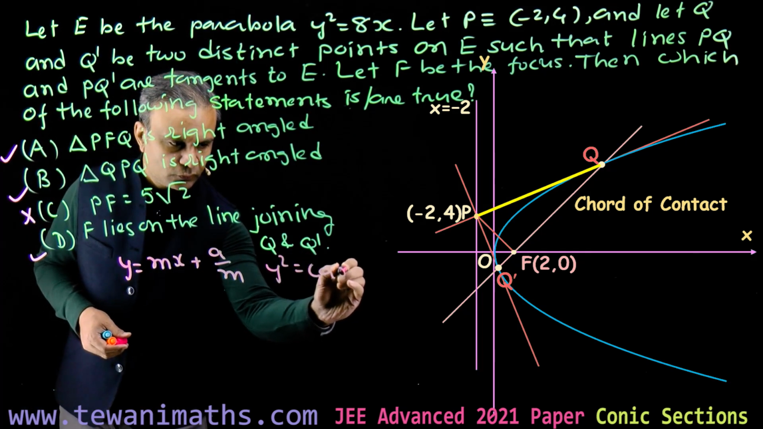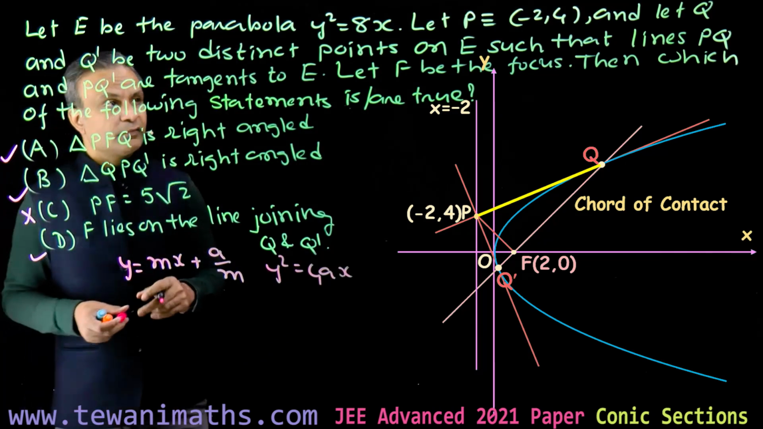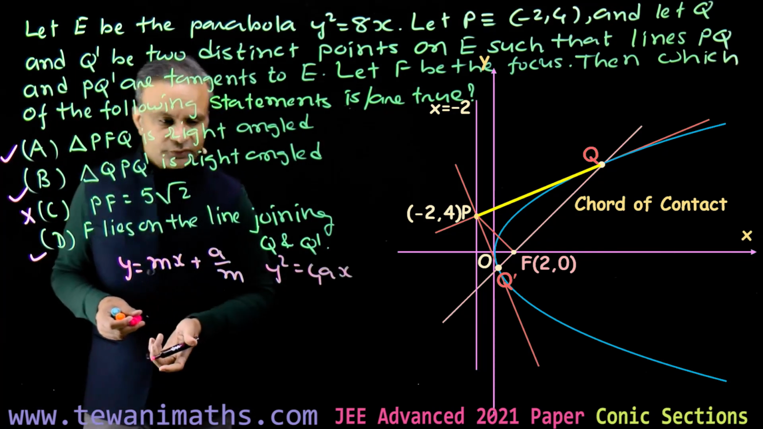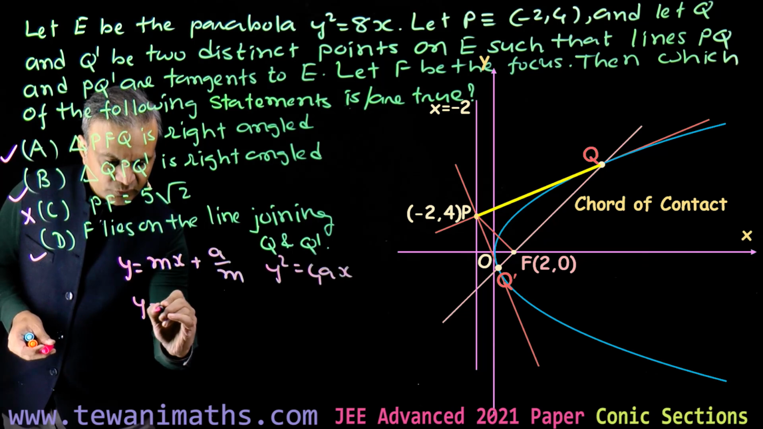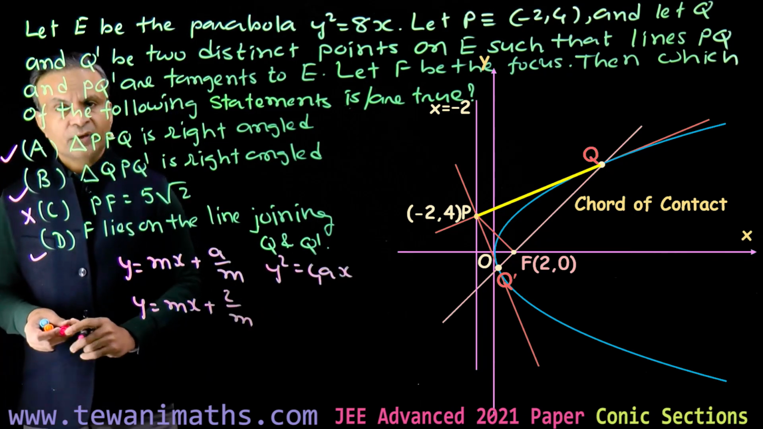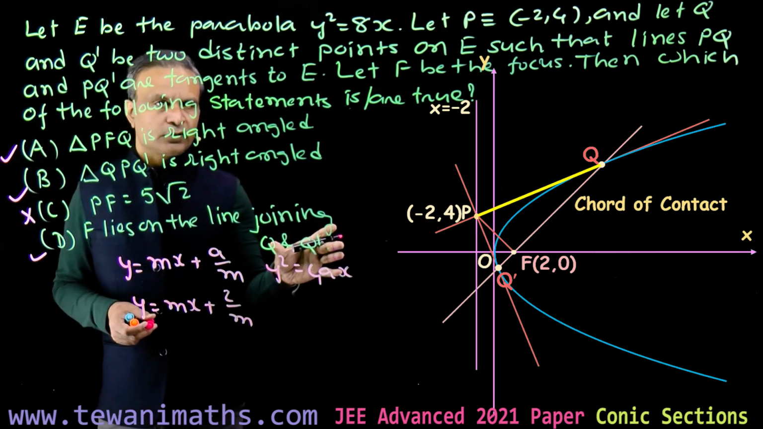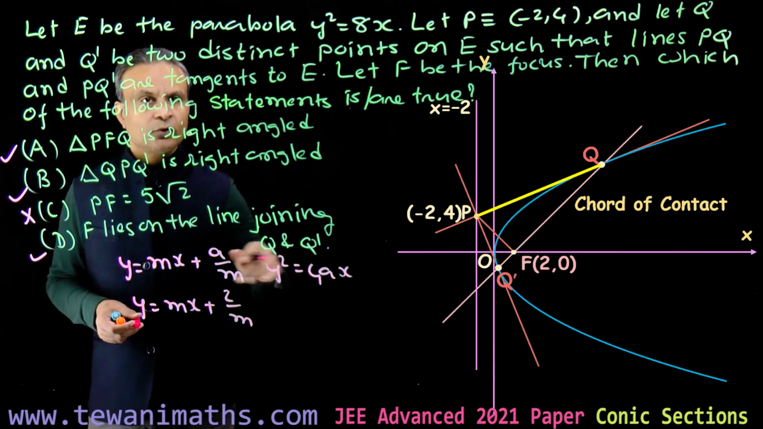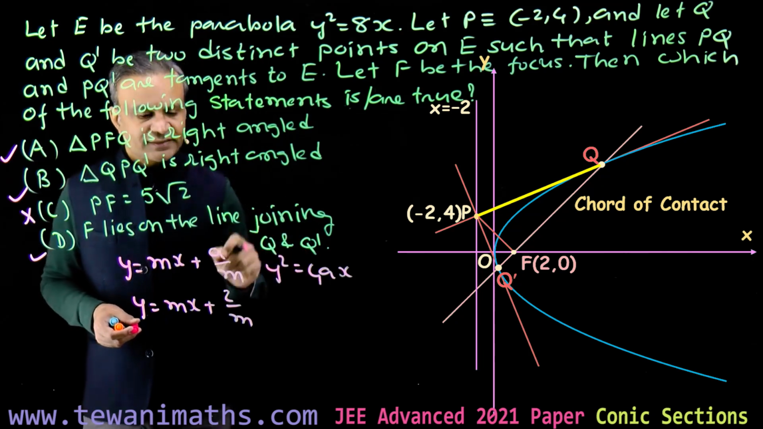Y square is equal to 4ax. Here we have parabola y square is equal to 8x. So value of a is 2. Put a is equal to 2. Equation of tangent becomes y is equal to mx plus 2 upon m. Now this line always touches parabola y square is equal to 8x for any value of m except 0.